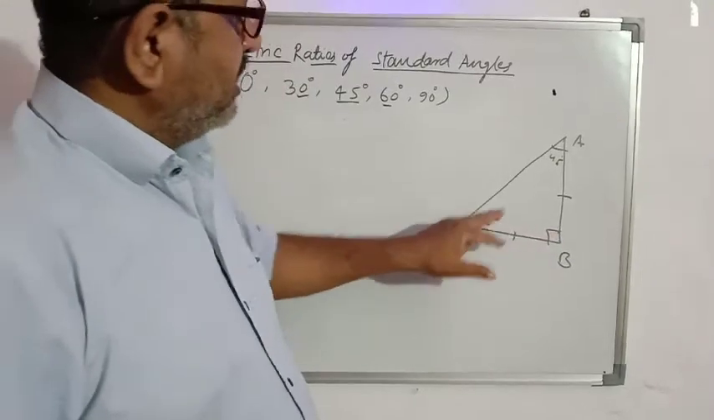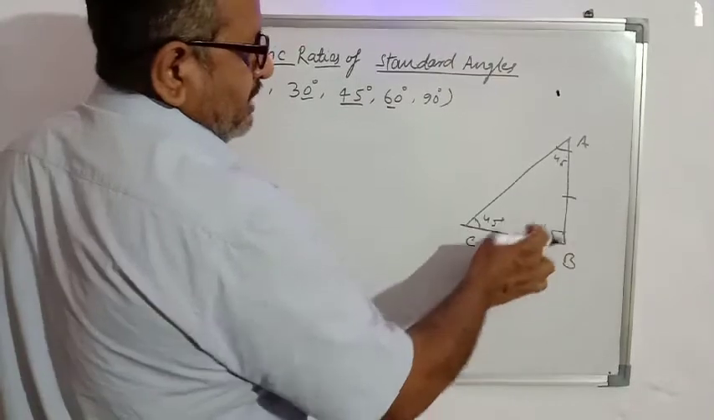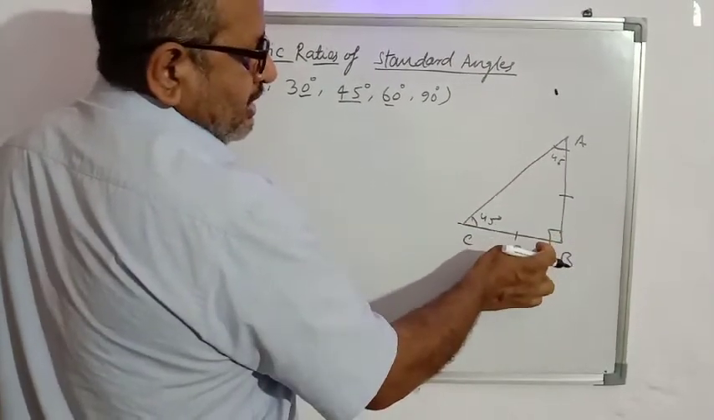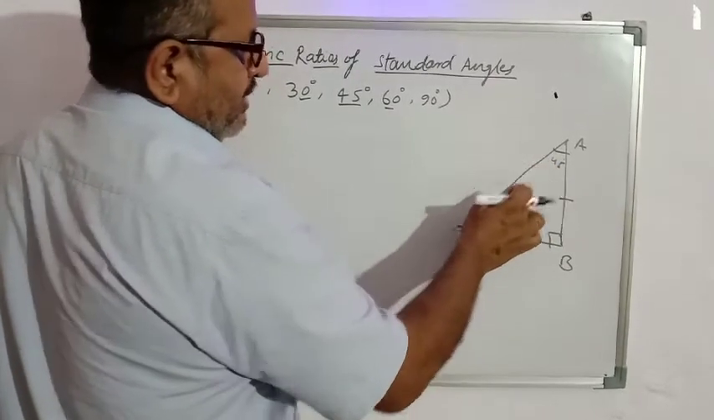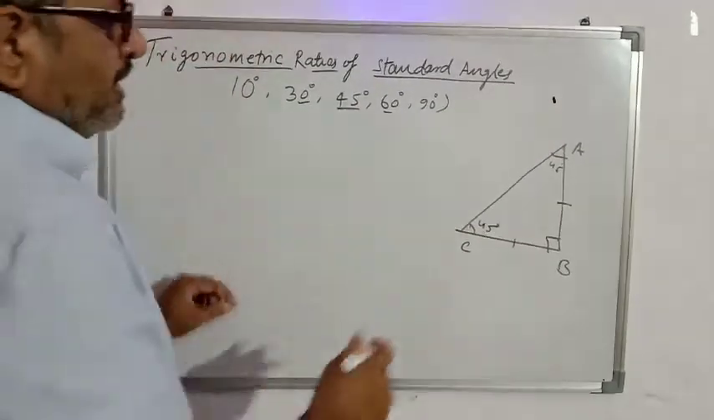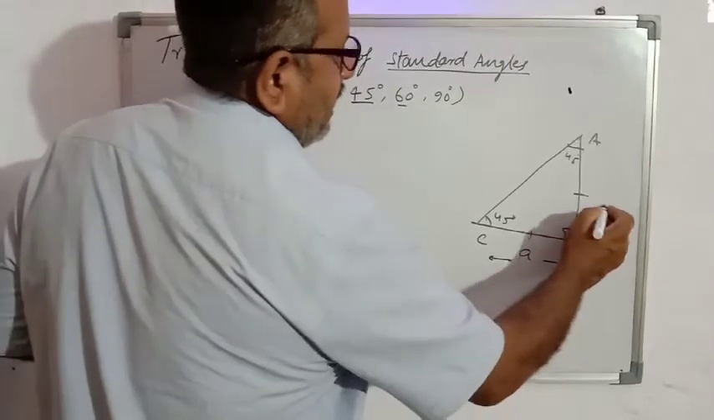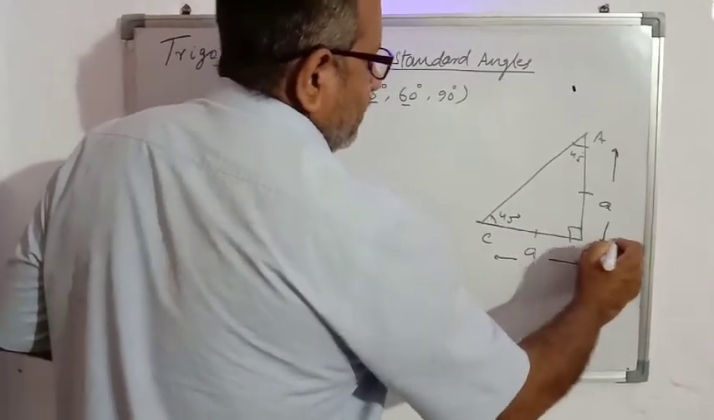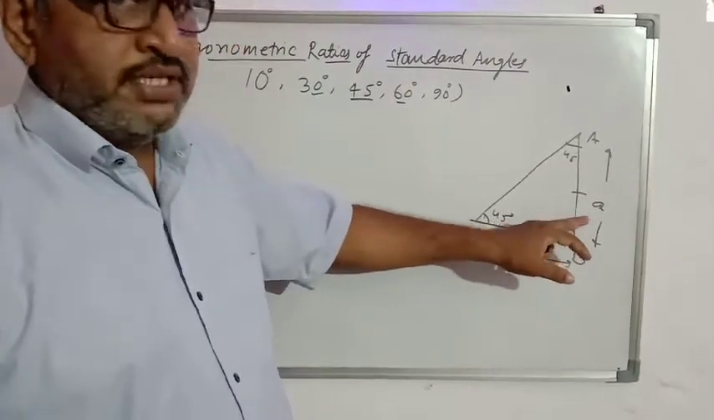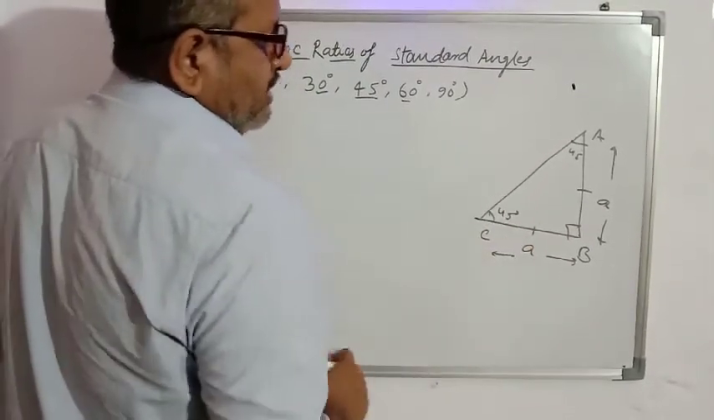Then 90 plus 45 plus 45 comes to 180. In a triangle, if two sides are equal, their opposite angles are also equal. Angle B alone is 90 degree, so the sum of the remaining two angles will be 90, and each angle will be 45. Let us suppose the equal sides BC and AB be A. Now we can find the hypotenuse AC using Pythagoras theorem.